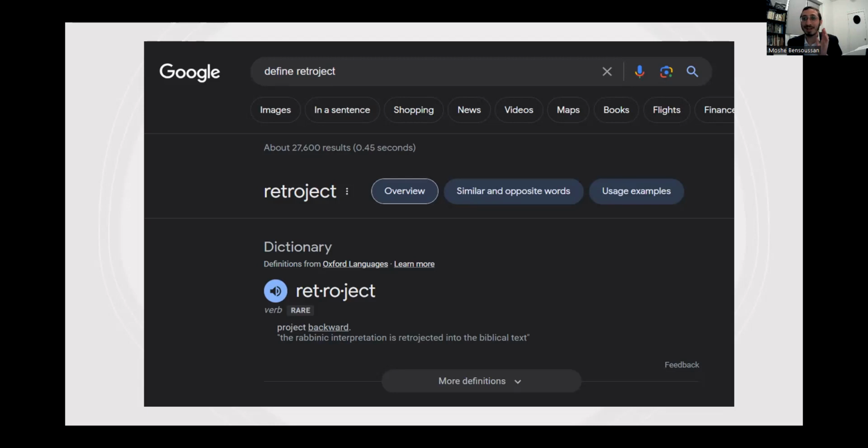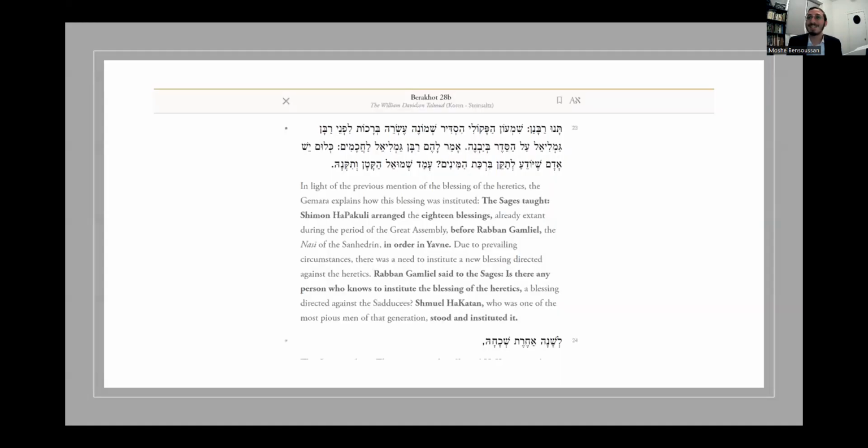This is such a common mistake, and Google is being a little anti-Semitic here. I'm kidding. But on the bottom, you see here, their reference for a classical retrojection is the rabbinic interpretation is retrojected into the biblical text, meaning that they're accusing the rabbis of commonly doing retrojection. So what do we know for sure from these Gemaras? Let's not retroject anything. Let's not use our conceptions of the Siddur as it is today.